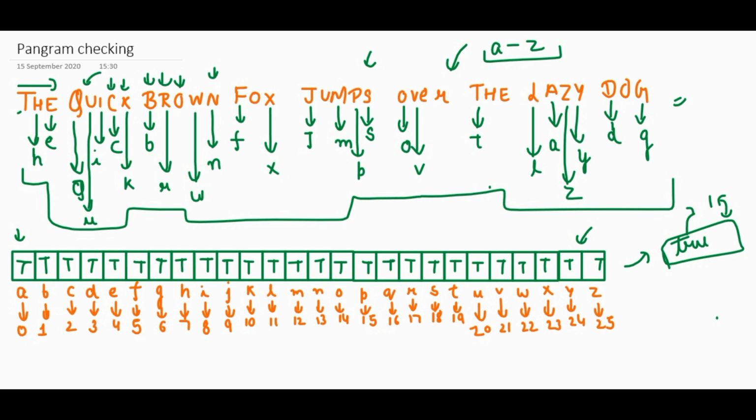So the space complexity for this is big O of 1. Why big O of 1? Because the size of the array that we are using is fixed, which is 26 only, which is considered as 26 variables, right? So it is big O of 1 only. And the time complexity is big O of n, where n is the size of this sentence, right? So we are traversing this only once, so the time complexity is only big O of n. This way we can solve this question.